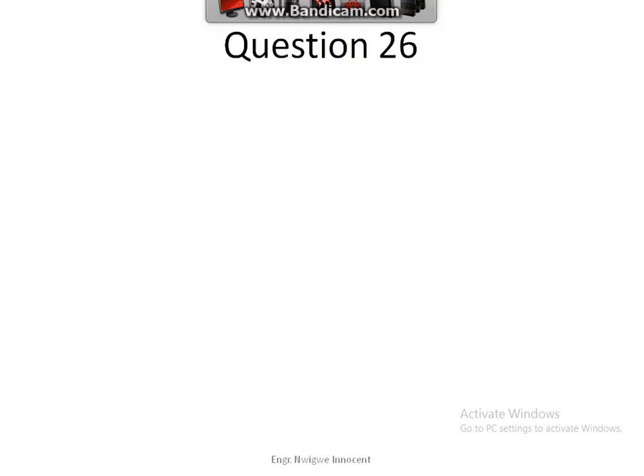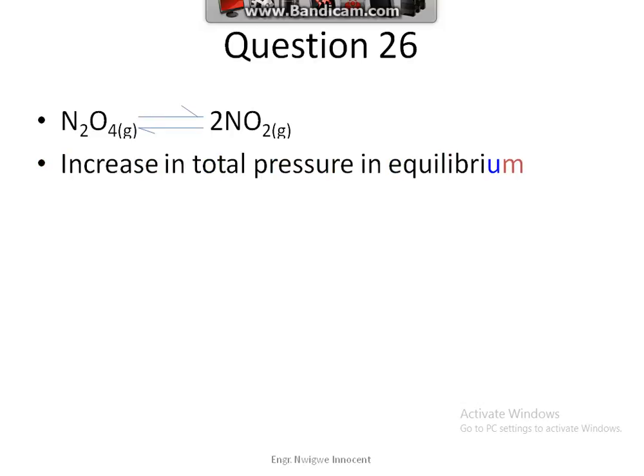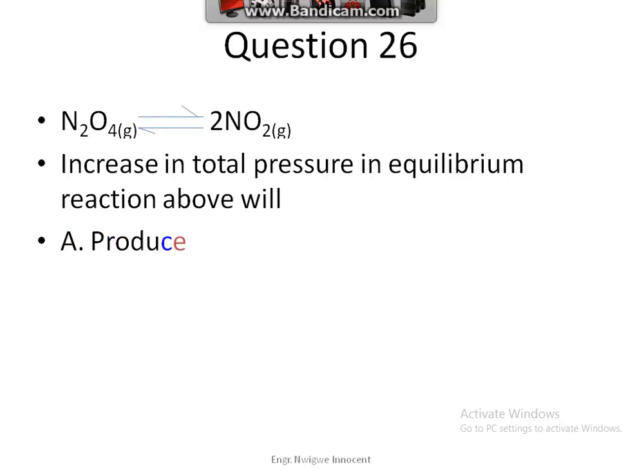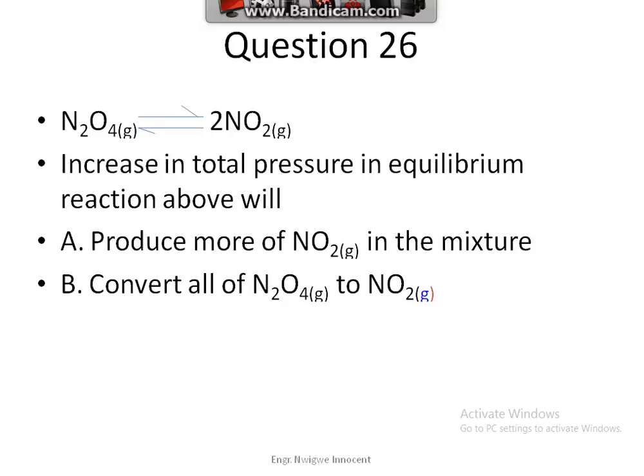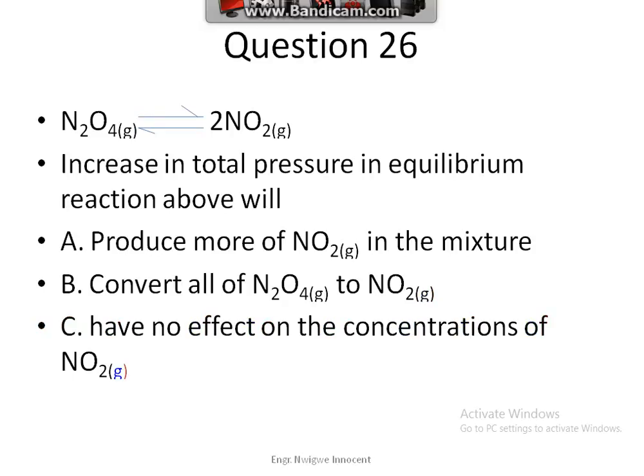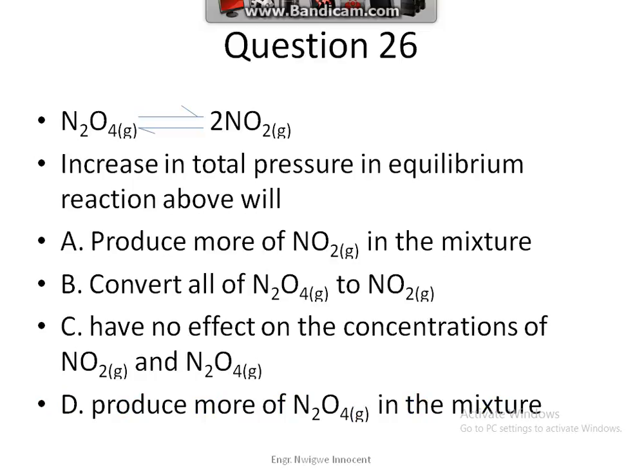Question 26. N2O4 gas reacts in equilibrium to form NO2 gas. Increase in total pressure in the equilibrium reaction above would A. Produce more of NO2 gas in the mixture, B. Convert all the N2O4 gas to NO2 gas, C. Have no effect on the concentrations of NO2 gas and N2O4 gas, D. Produce more of N2O4 gas in the mixture.